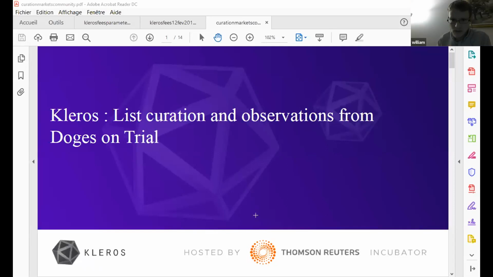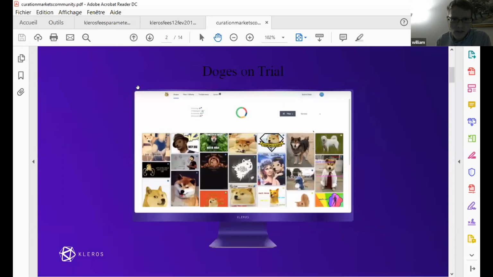Yeah. Great, okay, so our very first launch of Kleros was a curated list of Doge images. Why can't I go down? Okay, there we go. So you see the Doges on trial thing? Yeah, good. Our first launch of Kleros was a curated list of meme images because we wanted to start small and low stakes.